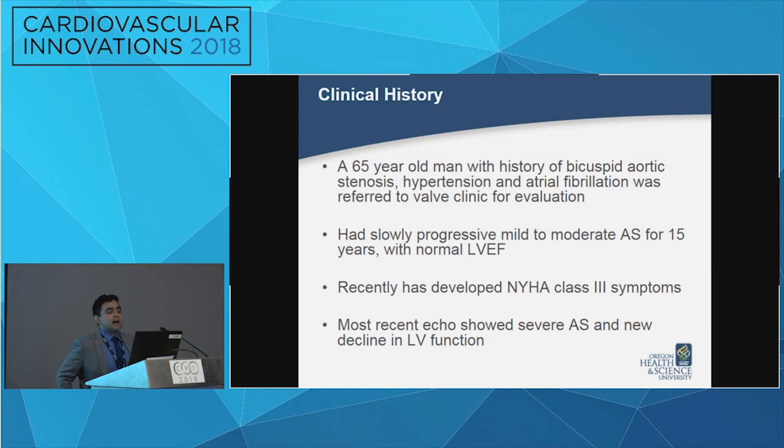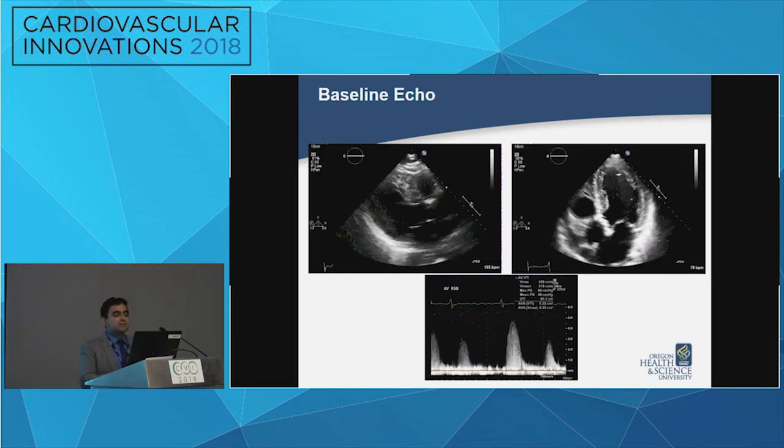So this is a 65-year-old man with a history of known bicuspid aortic valve disease who also had hypertension and atrial fibrillation. So he'd had mild to moderate aortic stenosis, had been watched clinically for many years, no symptoms. But in the last several months, he slowly developed heart failure symptoms, some dyspnea on exertion, and he had a repeat echocardiogram that demonstrated a new decline in his LV systolic function.